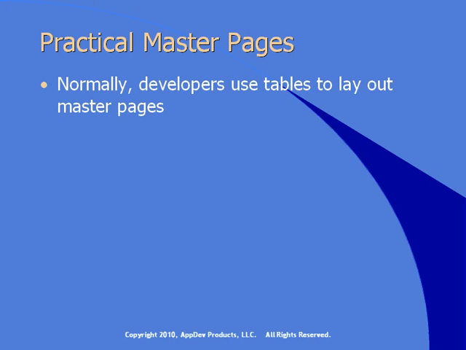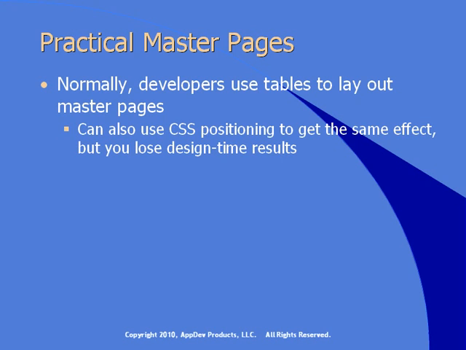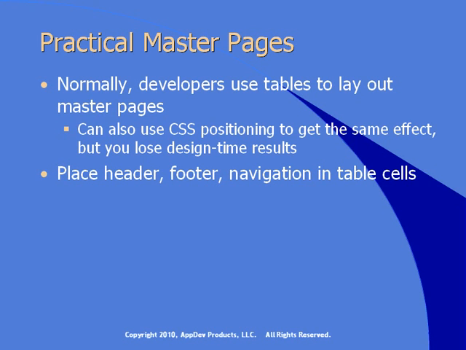Normally, developers use HTML tables to lay out their master pages, so you get things laid out in very specific locations. You can also use CSS positioning to get the same effect, but you lose the design time results. It's easier to see the results of design time in a table. You can place the header, the footer, the navigation in table cells and put the content control and put the content placeholder in perhaps the middle of the table. Let's try this out. We'll modify a master page and add table layout to the page to see how that might work.